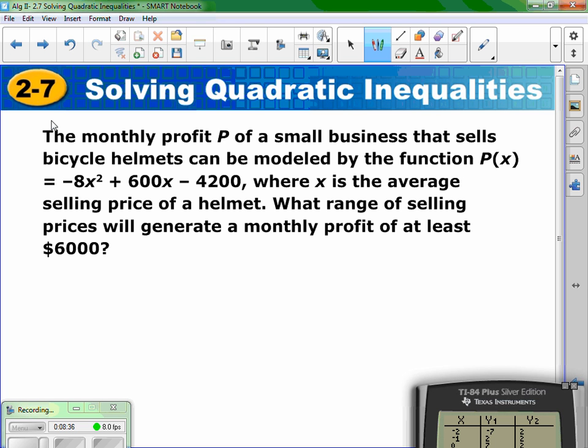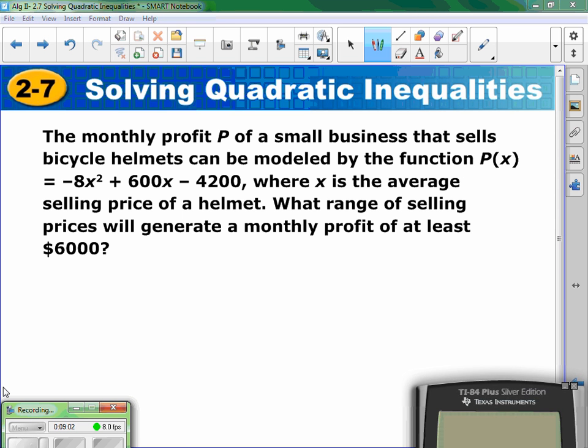Now, word problem. The monthly profit P of a small business that sells bicycle helmets can be modeled by the function -8x squared plus 600x minus 4200. X is the average selling price of a helmet. What range of a selling price will generate a monthly profit of at least $6,000?